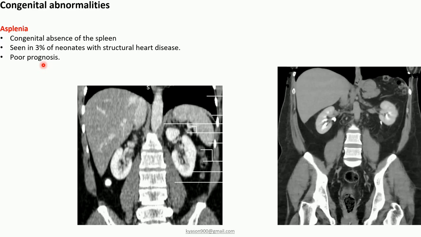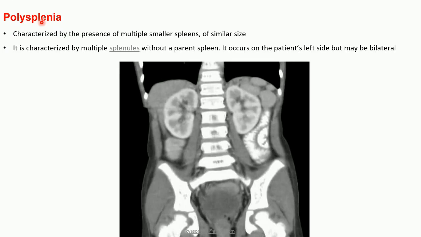Such neonates also tend to have other abnormalities, mostly heart abnormalities. Having these heart abnormalities also increases the chances of the child not surviving. So that condition is called asplenia. Then we have what we call polysplenia: many spleens, multiple spleens. They are going to be multiple.